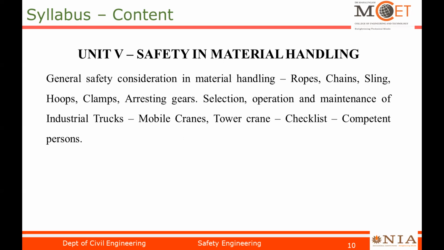Next, the last unit, that is the fifth unit, is about the safety in the material handling. So it is a general thing. There are safety standards to be followed in handling the materials. So we will go through the topics such as general safety considerations in material handlings, like materials like ropes, chains, slings, hoops, clamps, arresting gears, etc. Then the selection, operation, and maintenance of the industrial trucks such as mobile cranes, tower cranes, and also we have some sort of checklist, and also the competent persons. So these are the things that we will be covering in the syllabus of the safety engineering.